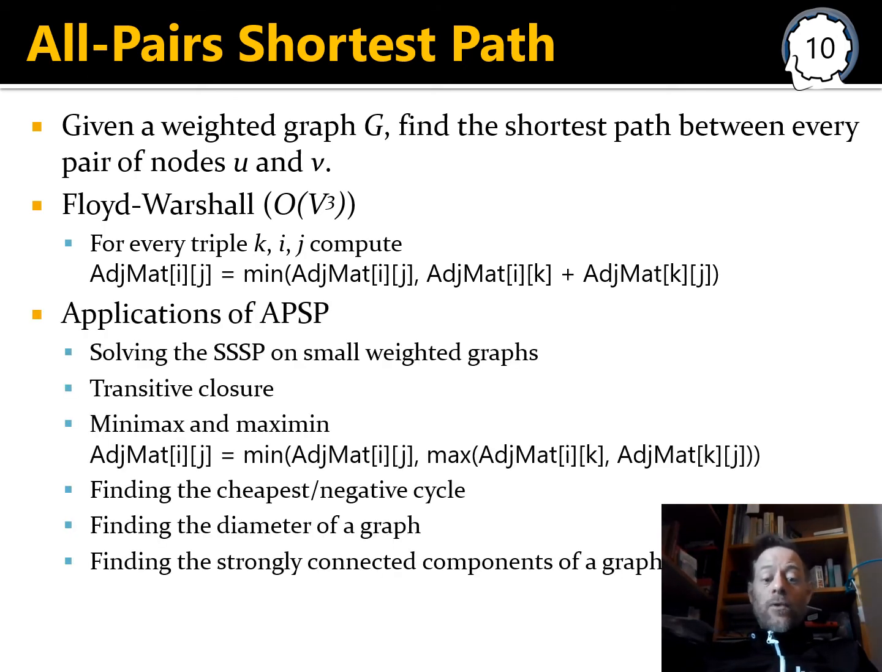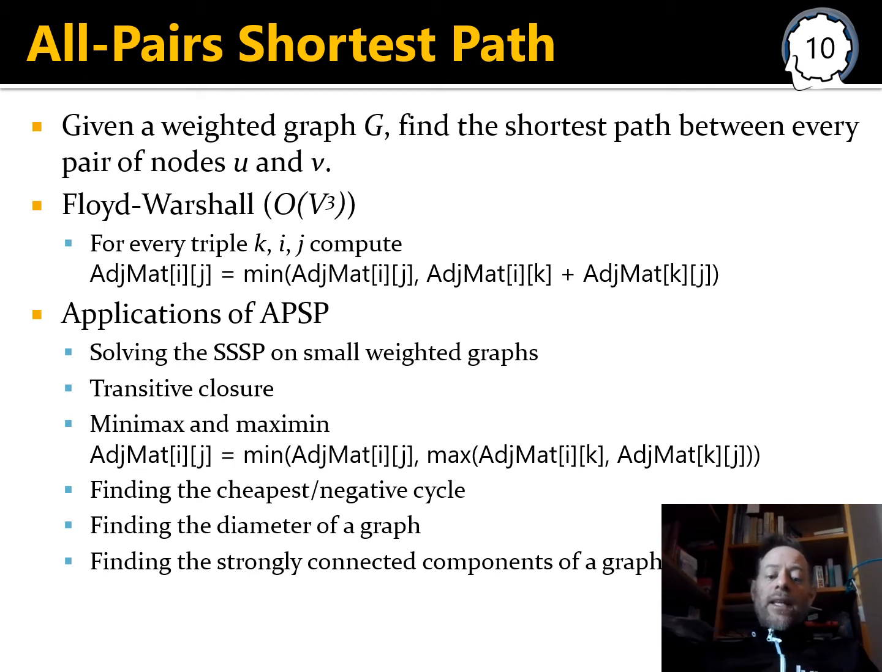So why is this useful? Well, it can be used to solve the single source shortest path if you have very small weighted graphs. But what's more interesting is, of course, if you want to do the transitive closure, for example, finding everything that you can reach from some set of nodes. We can also do minimax and maximin. We can find the cheapest cycle or the negative cycles, so this can also be used for finding negative cycles.